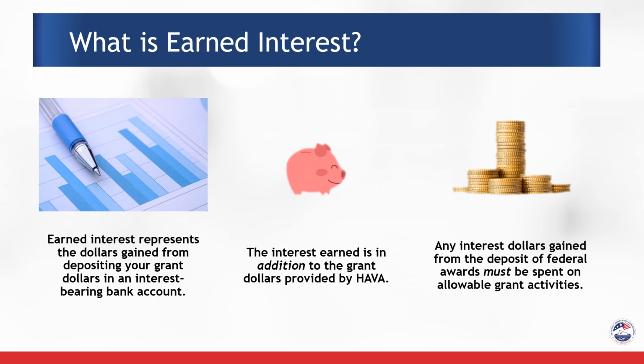Any interest dollars that you do gain from the deposit into an interest-bearing account must be spent on allowable grant activities. So those interest dollars you expend must be spent on the same allowable, fully allocable, or partially allocable activities from HAVA.